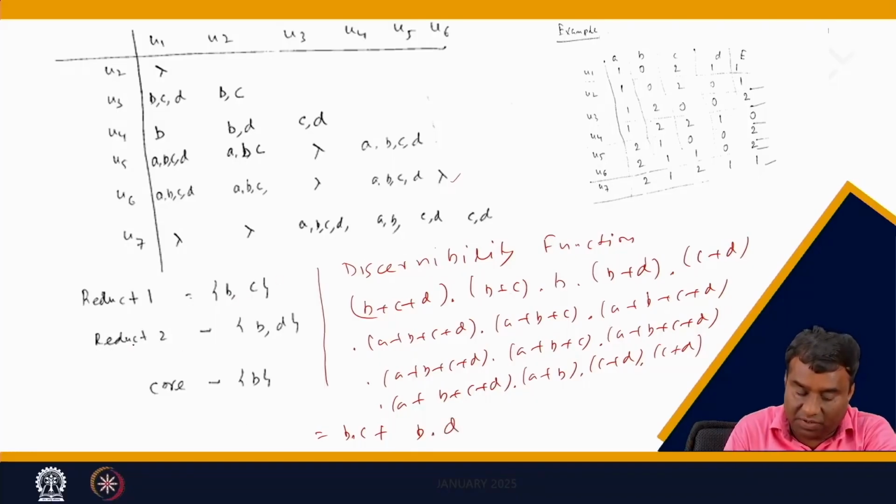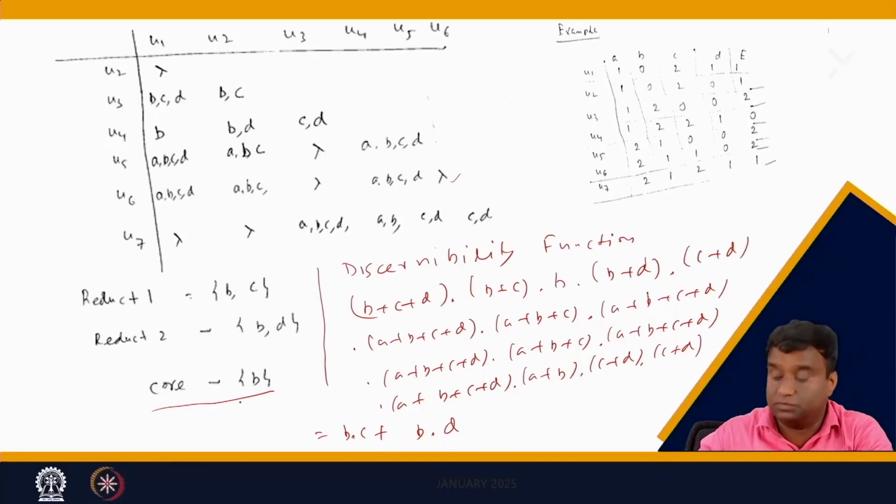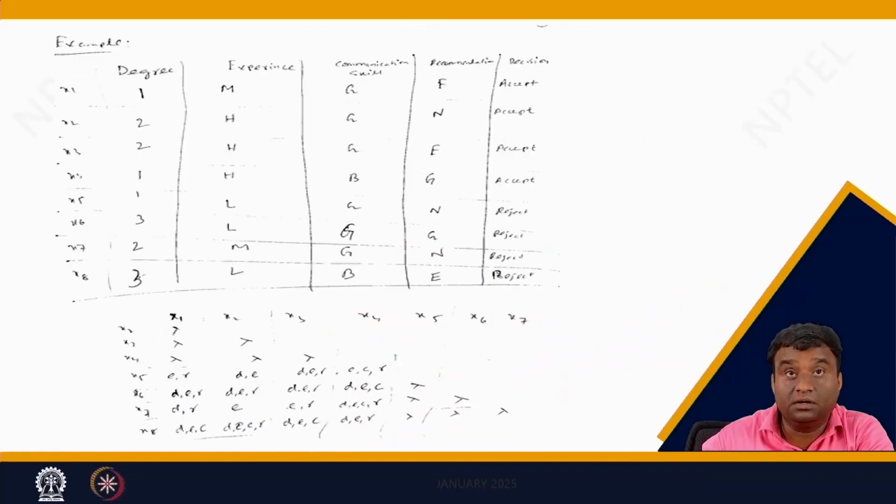So the reduct 1 is B comma C, reduct 2 is B comma D, and the core is the intersection of these two, that is B. So you complete these things.